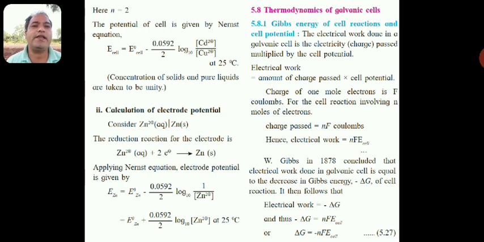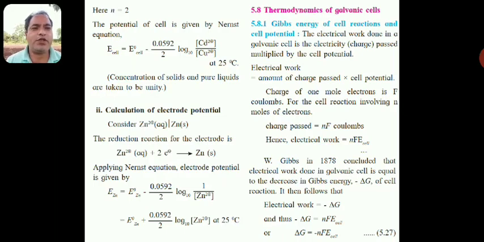Now the second case: we will try to calculate the electrode potential. Consider a half cell, Zn2+ aqueous in the vicinity of Zn. That means a zinc electrode is dipped in its own ionic solution. The reaction for the electrode is Zn2+ plus 2 electrons forms neutral Zn.